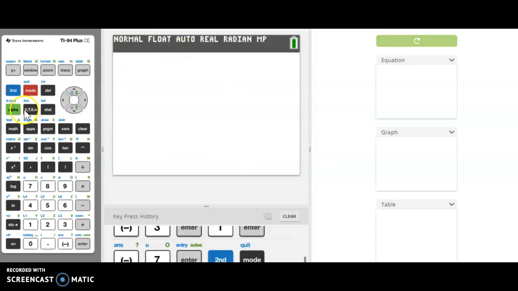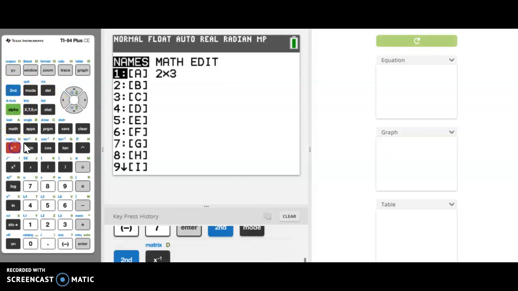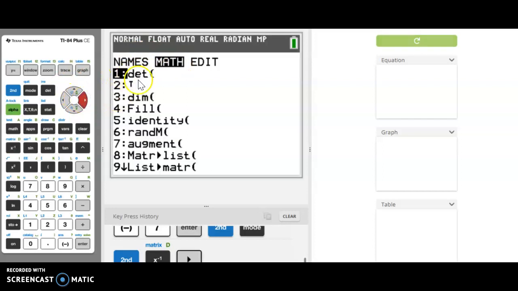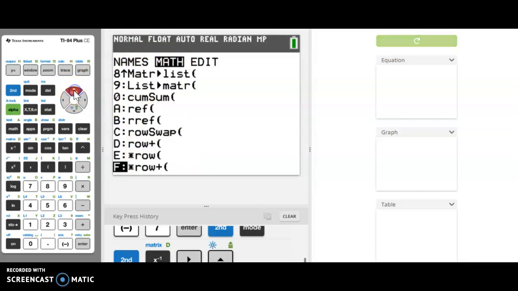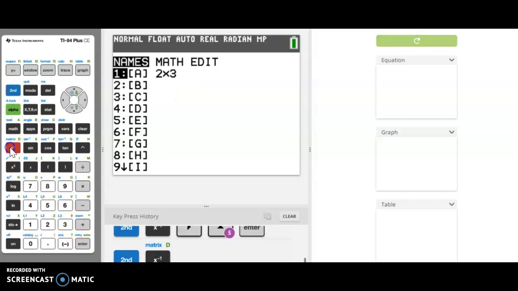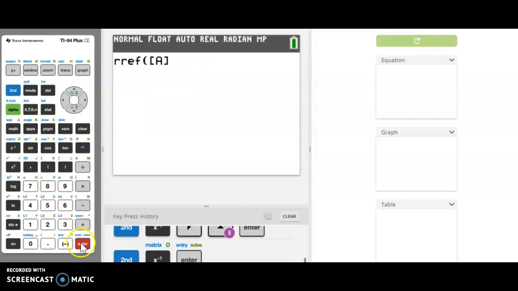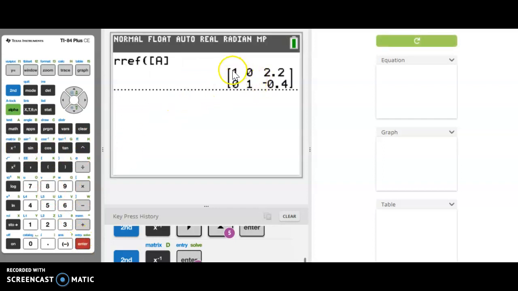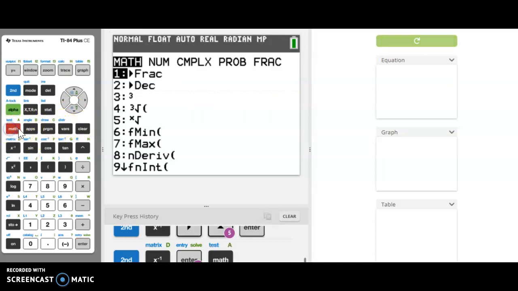I can quit, and then I can go back into the matrix menu, and I go over to this math menu here, math, and it's down pretty far. I think it's easier to get to it if we go up around the back, and you can see this rref right here, bam, and now I can take the matrix A and hit enter, and boom, I get 1, 0, 2.2, and then 0, 1, negative 0.4. Before I go back to the other page and show you what this means, I want to show you something else that's cool about our calculators.